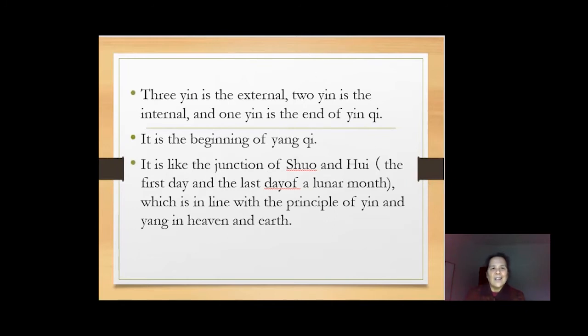And then Huang Di continued to say, three yin is external. Two yin is internal. One yin is the end of yin. So the end of the yin is the beginning of the yang, like a yin yang circulation.